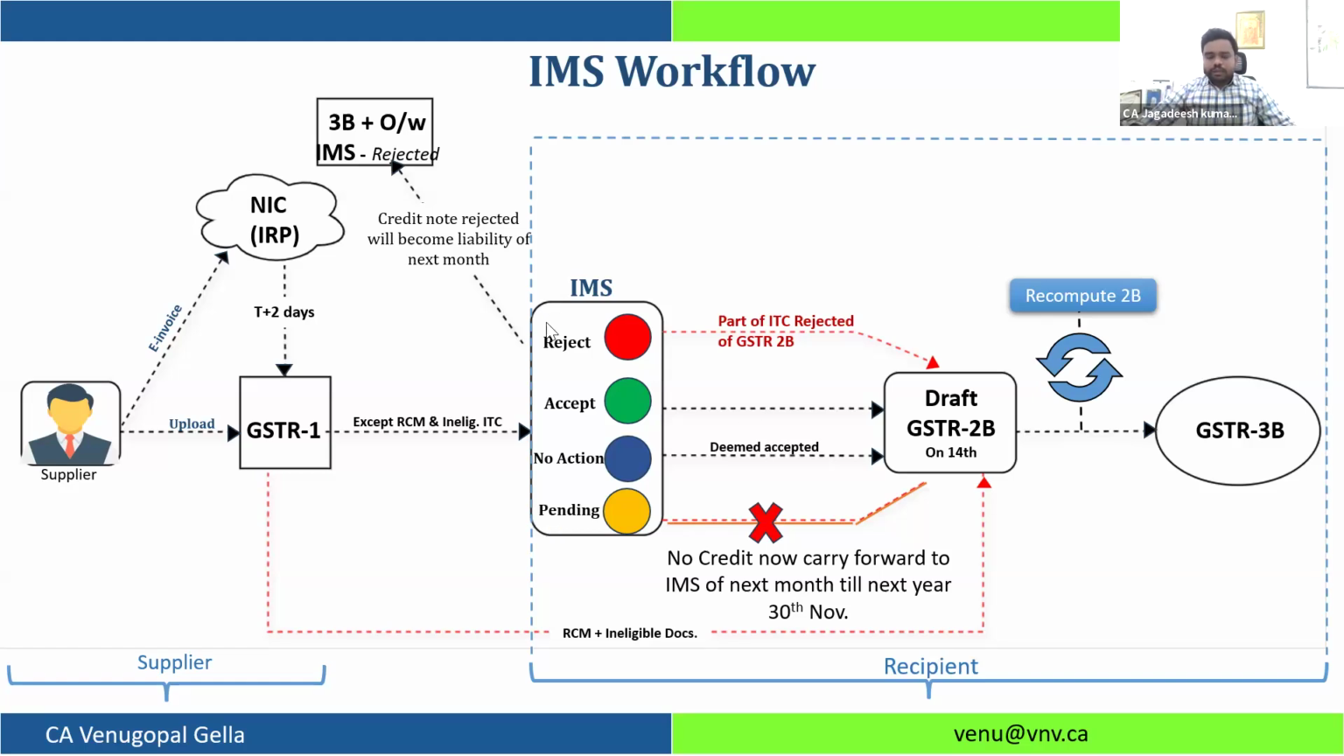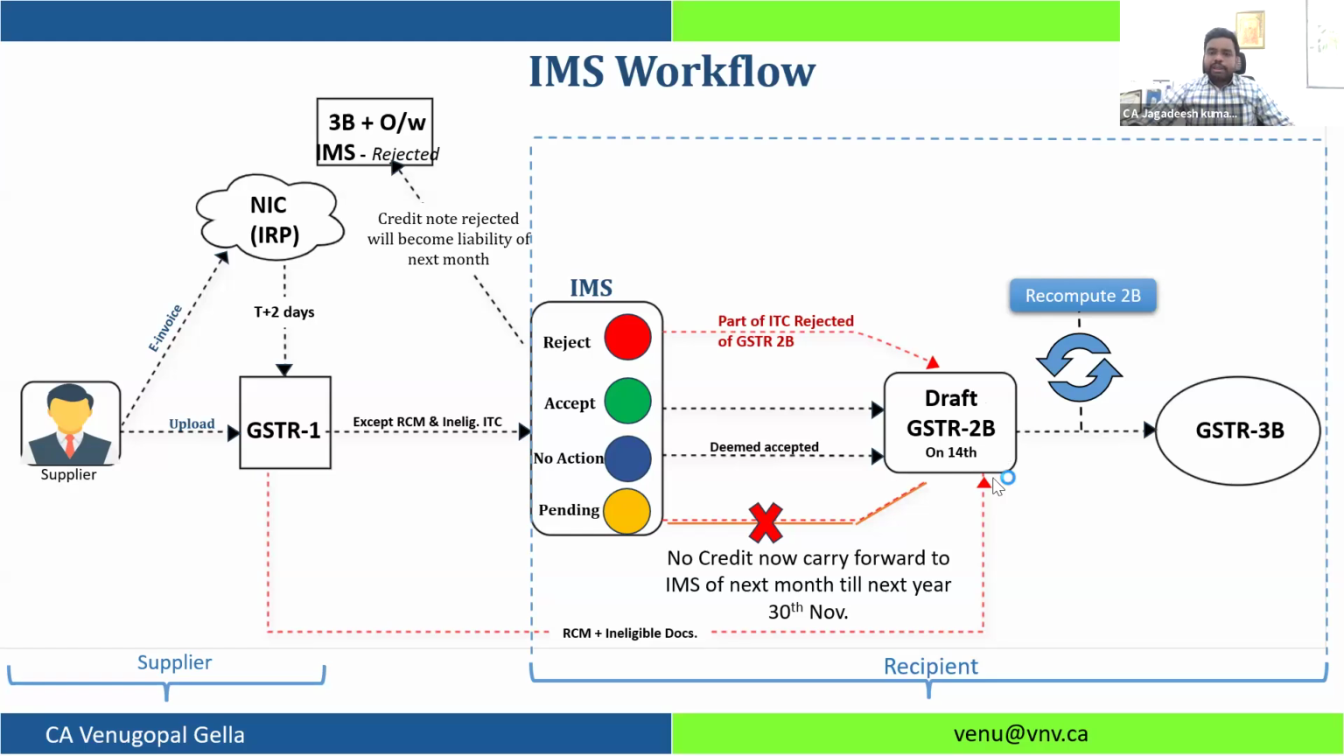So I have taken all the action. Let's say for 80% of the invoices, I have accepted them, for 10% of invoices I have rejected them, for 5% I have not taken any action, whereas the other 5% I kept pending. So all these are flowing to my 2B. The rejected ones will go and sit in my 2B under the rejected section.